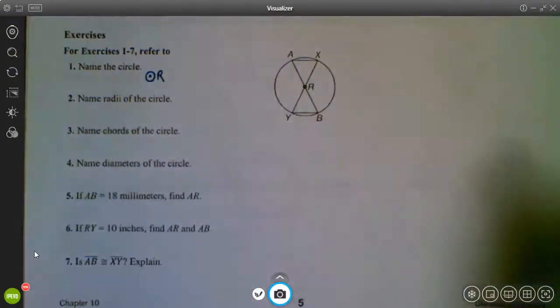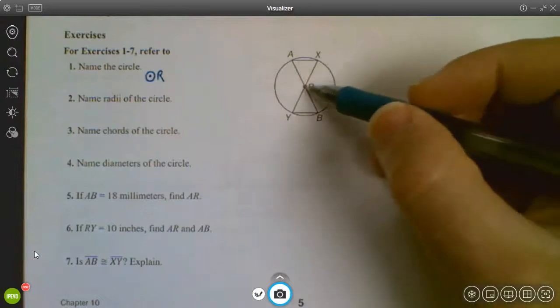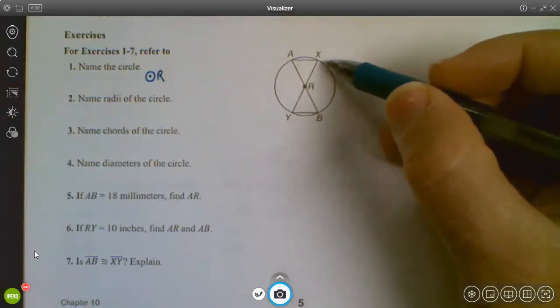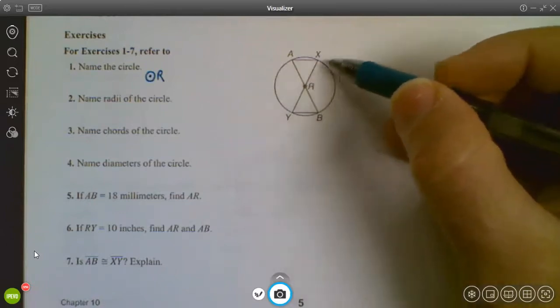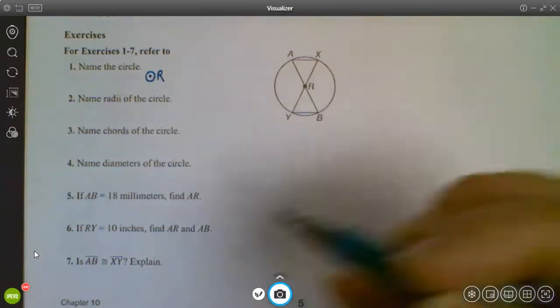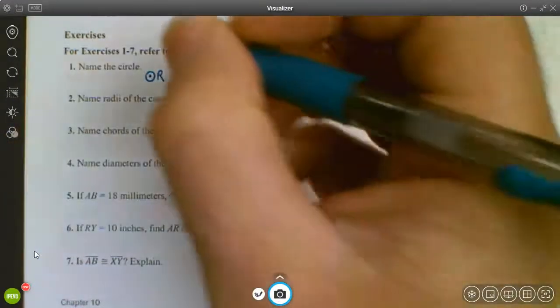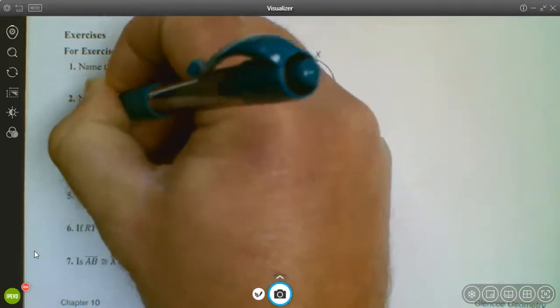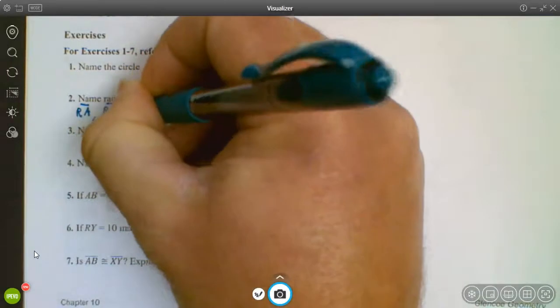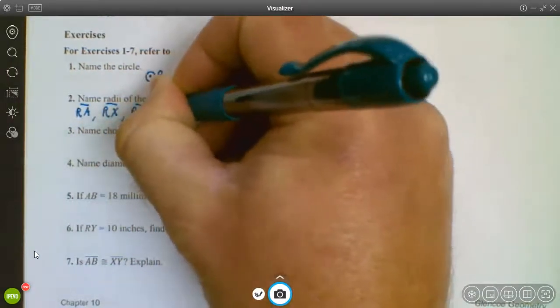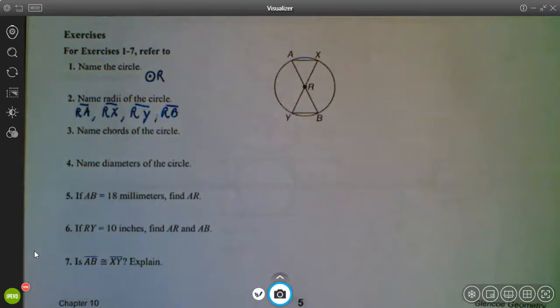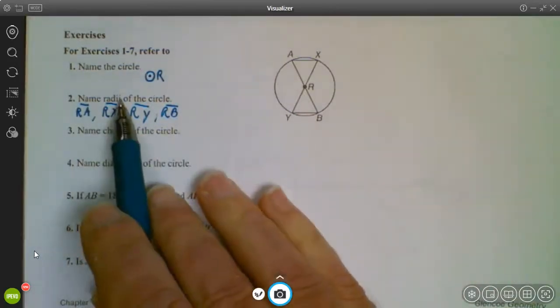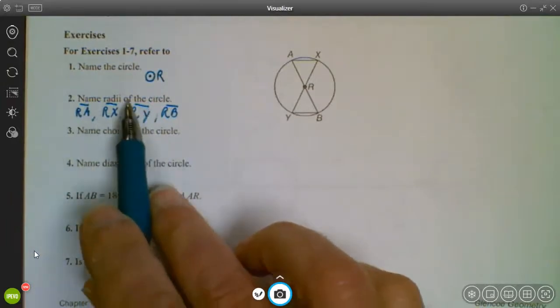Name the radii of the circle. So remember, for it to be a radius, it has to connect from the center to a point on the circle. Okay, so we could say RA, RX, RY, and RB. All of those would fit. So those would be the 4 radii of the circle. So yes, this is the plural form of the word radius. So if you're only talking about one, then we call it the radius. But if you have more than one, like we do here, then it's radii.